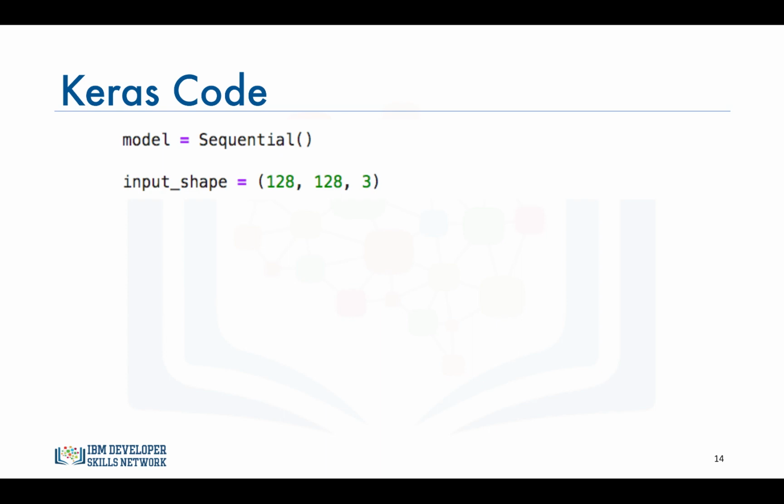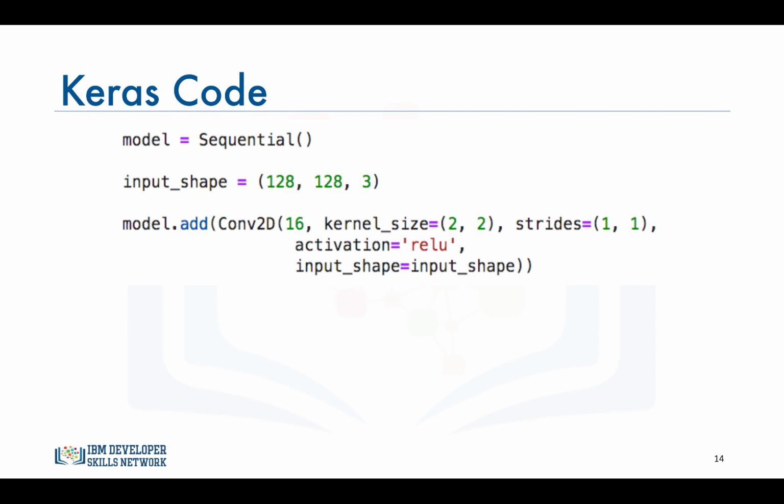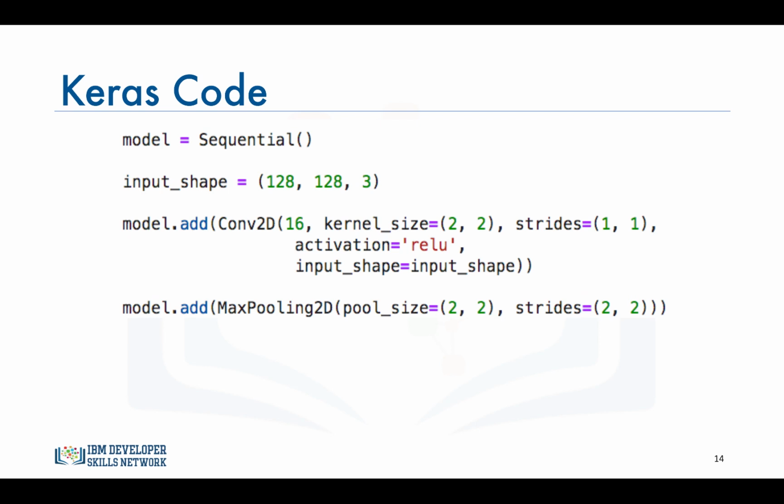Next, we start adding layers to the network. We start with a convolutional layer with 16 filters, each filter being of size 2 by 2, and slides through the image with a stride of magnitude 1 in the horizontal direction and of magnitude 1 in the vertical direction. And the layer uses the ReLU activation function. Then we add a pooling layer, and we're using max pooling here with a pooling size of 2, and the filter slides through the image with a stride of magnitude 2.